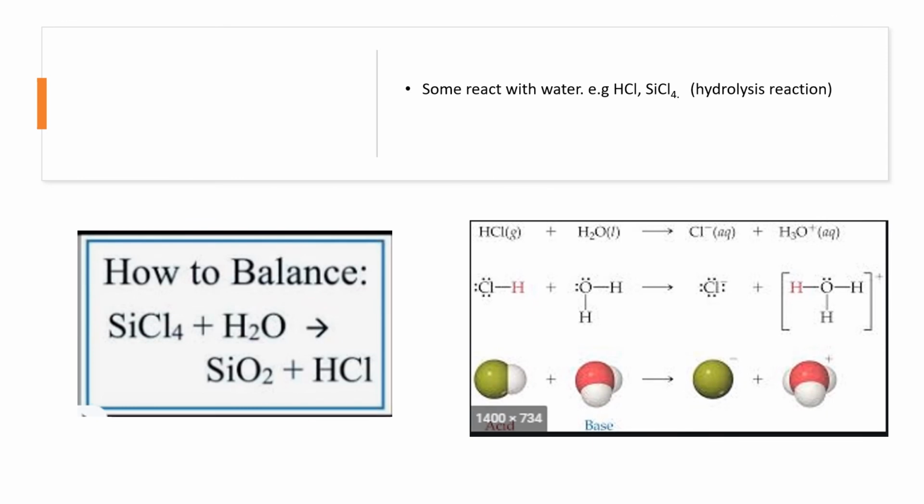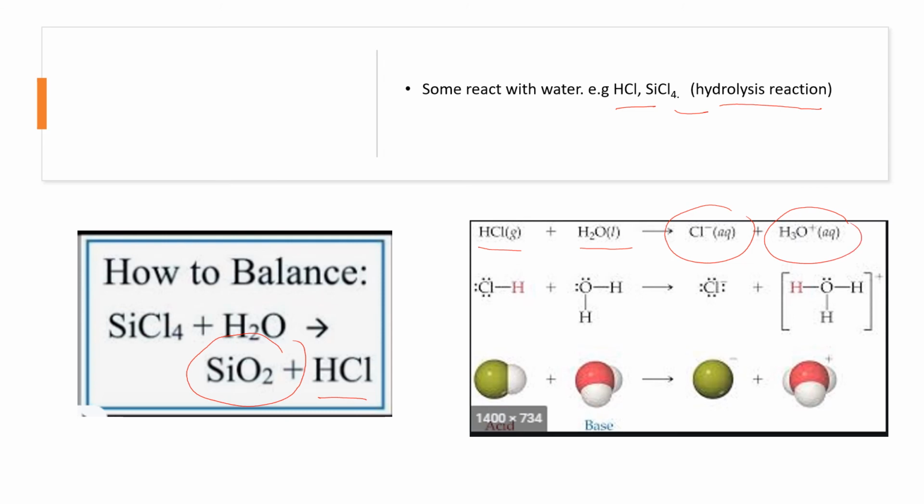And some react with water, for example HCl and silicon tetrachloride. The reaction with water we name as a hydrolysis reaction. This is the equation of silicon tetrachloride and water producing silicon dioxide and HCl. And this is the reaction of HCl gas and liquid water to form Cl- aqueous and H3O+ aqueous.